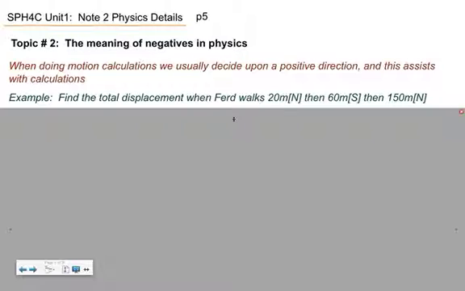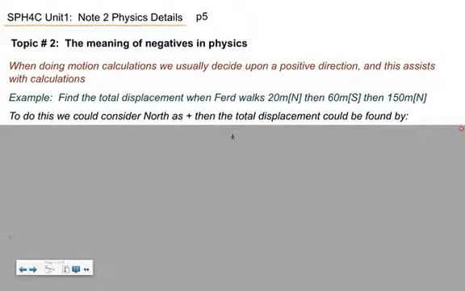So say Ferd walks this trip here, and we want to find displacement. Well, we did a question like this in the last note, right? You kind of can draw it out and figure it out. But another way you could do this question would be to say, I'm going to call north positive. You could call south positive. You would get the same answer.